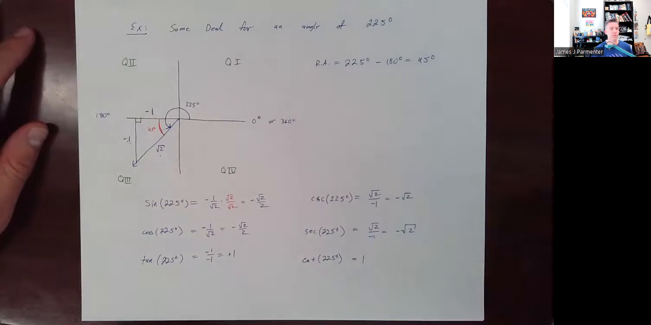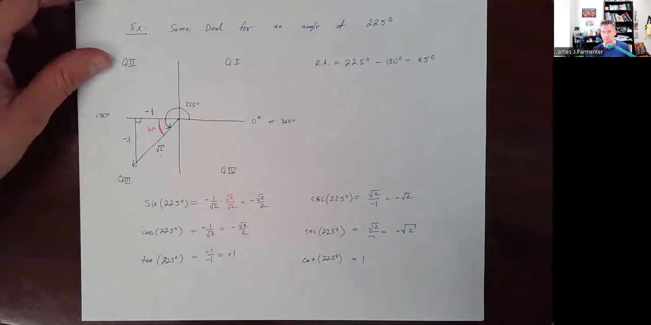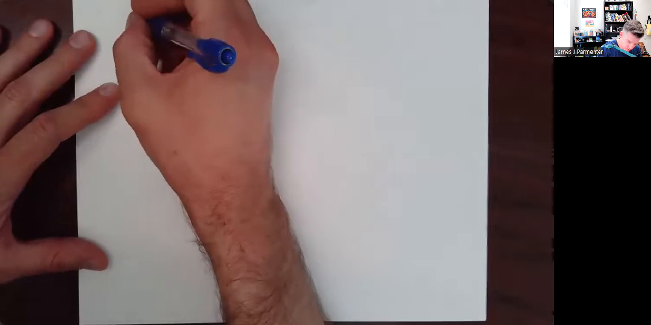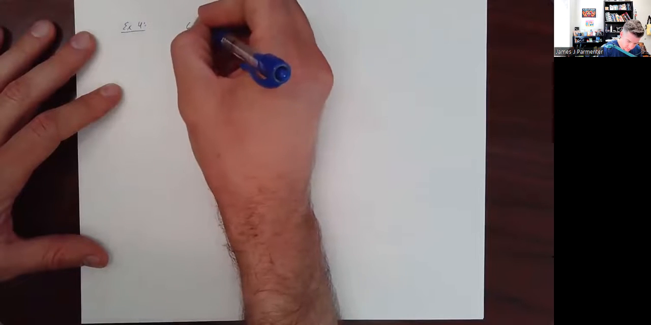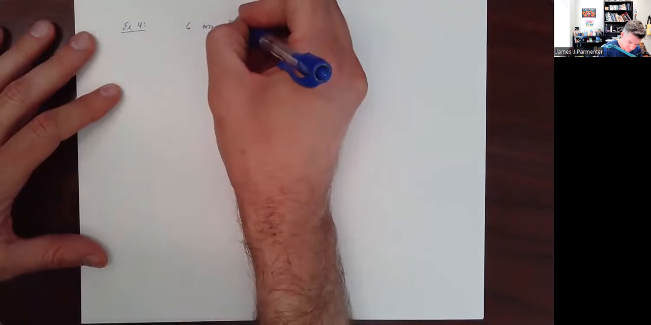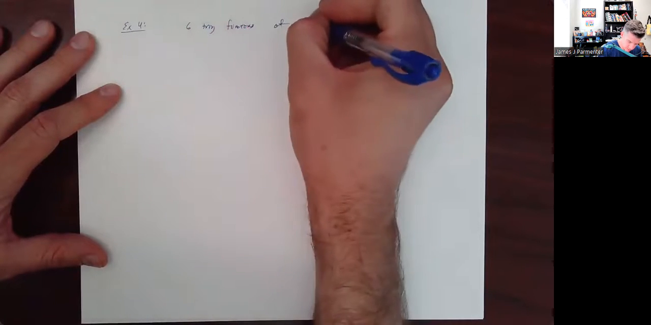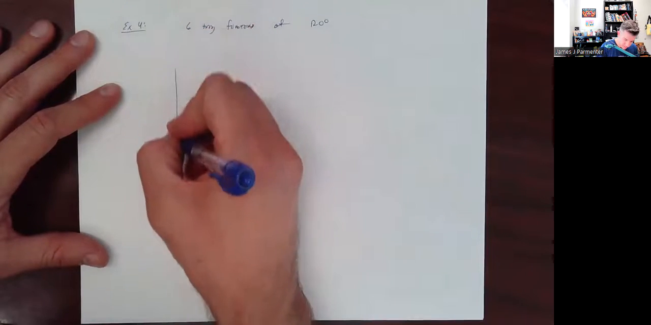Let me give you one more example just because I'm such a nice guy. Let's do not 150, but 120. So one more example and then we'll call it a day. Same deal, example 4, 6 trig functions of 120 degrees. Still going to draw the picture.